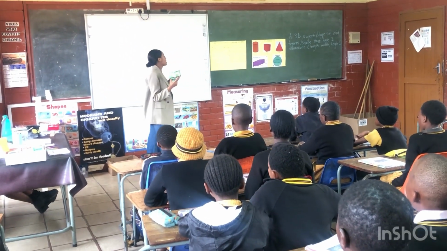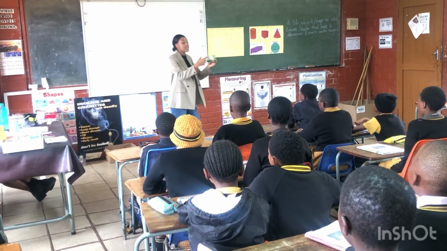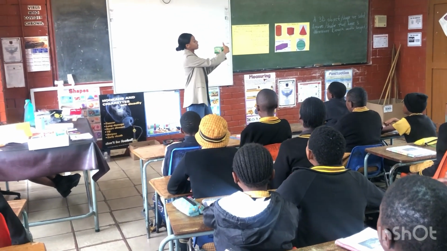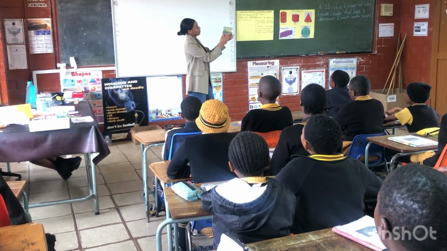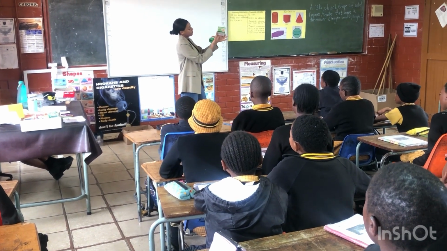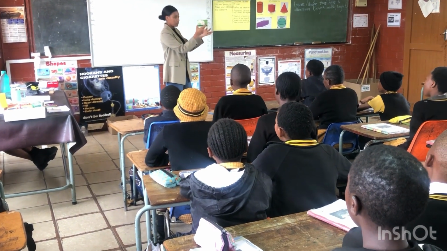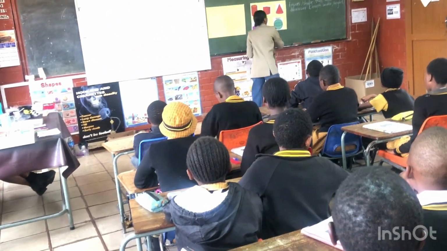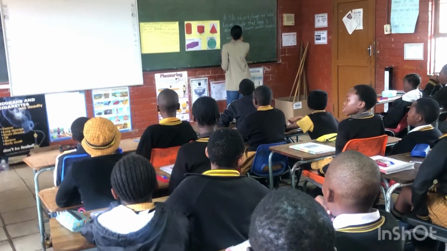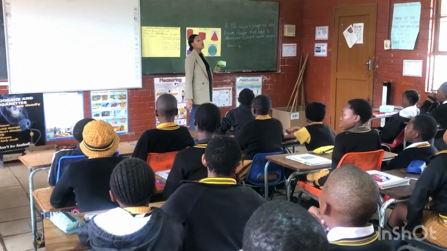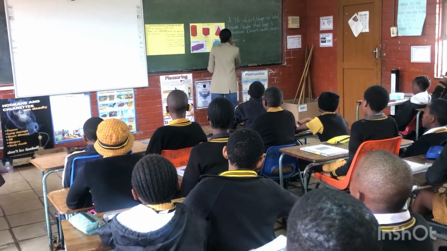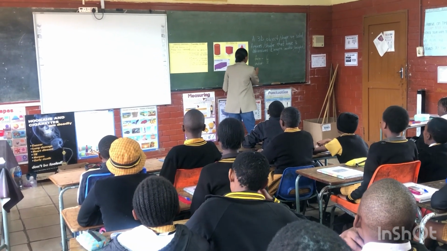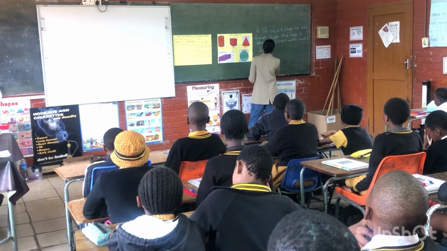And then we're going to be counting the edges. These are the edges of the shape, right? So we count. 1, 2, 3, 4, 5, 6, 7, 8, 9, 10, 11, 12. So we know that a cube has how many faces? 6 faces. How many vertices? 8 vertices. How many edges? 12 edges.